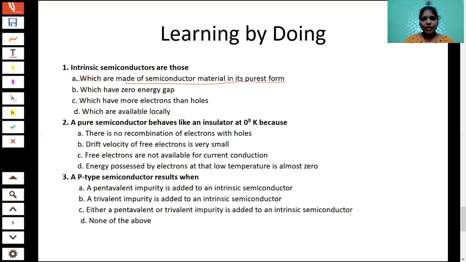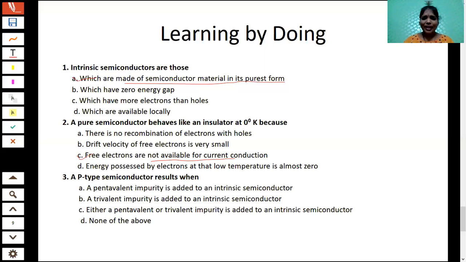So at 0 degree Kelvin, there will be no free electrons available for conduction. In a semiconductor material, the conduction depends on the number of free electrons. So the answer is C, that is, free electrons are not available for current conduction. When the temperature increases, the current flow will also increase. That is the concept of negative temperature coefficient. Already we saw that.